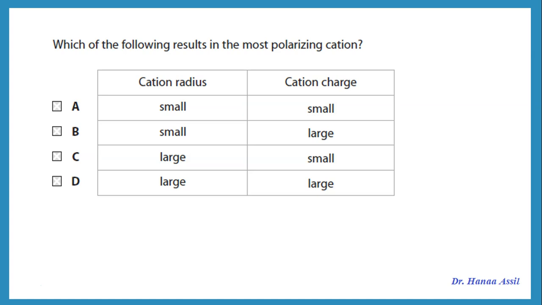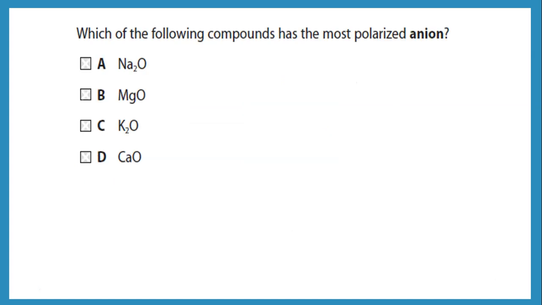So if we're doing this question, which of the following results in the most polarizing cation? We said if we're looking at the cation, when does it have more polarizing ability? If it is small with a large charge. So we said aluminium 3 plus would cause more polarization than Na plus.